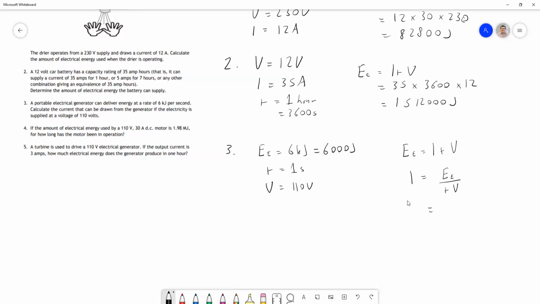So let's put these values in. 6,000 is our energy, because we've converted that. Time is 1, voltage is 110. So put this into a calculator, we come out with a value of 54.5 amps. I rounded that to 1 decimal place.